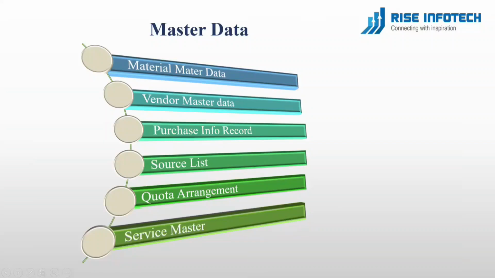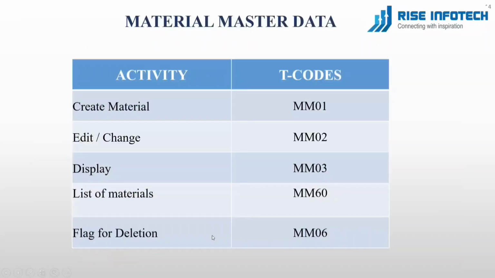Then source list. Source list means maintaining multiple suppliers as backup. In purchasing any one material, there are 4 to 5 vendors, to see the better price and to maintain the backup. That is called source list. Then service master. Service master means to service the materials, planned or unplanned. That is called service master.